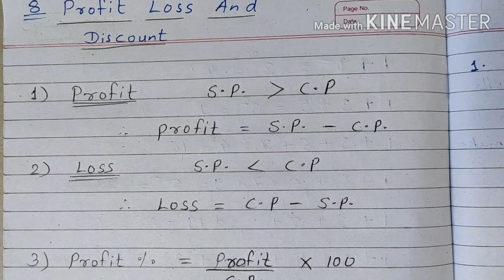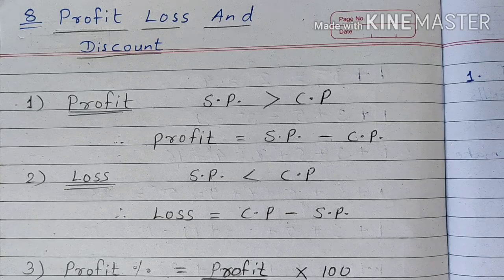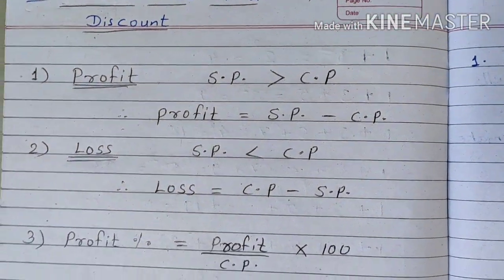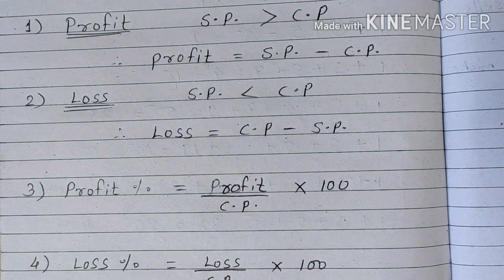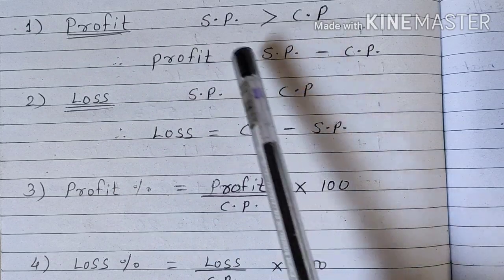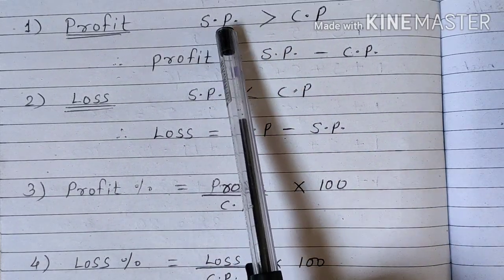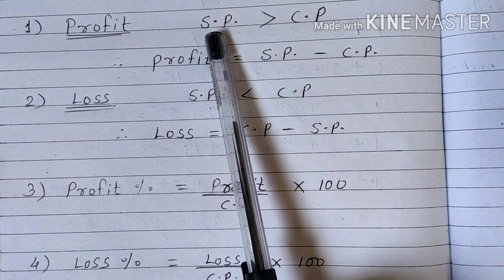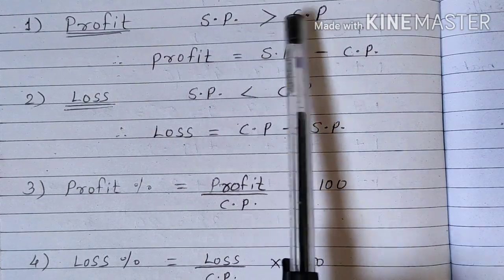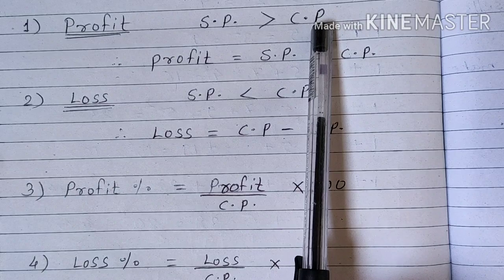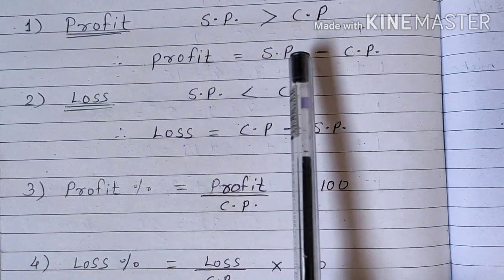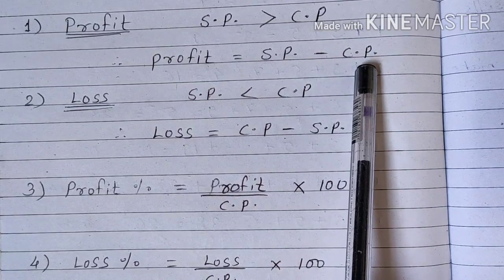Now in this we are going to learn some basic formulas related to profit, loss and discount. First we will learn profit and loss. Profit means if the selling price of any article is greater than the cost price of the article, then we get the profit, and to find out the profit we have the formula selling price minus cost price.